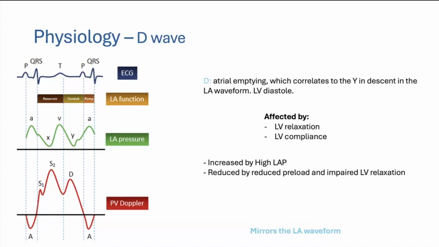And so you can imagine things that will make it high include elevated left atrial pressure. Things that will make it smaller or blunted is impaired LV relaxation. And the last point here I wanted to say is if you look at these waveforms and the LA waveforms, they mirror each other. So when one is positive, the other one is negative. When one is negative, the other one is positive.